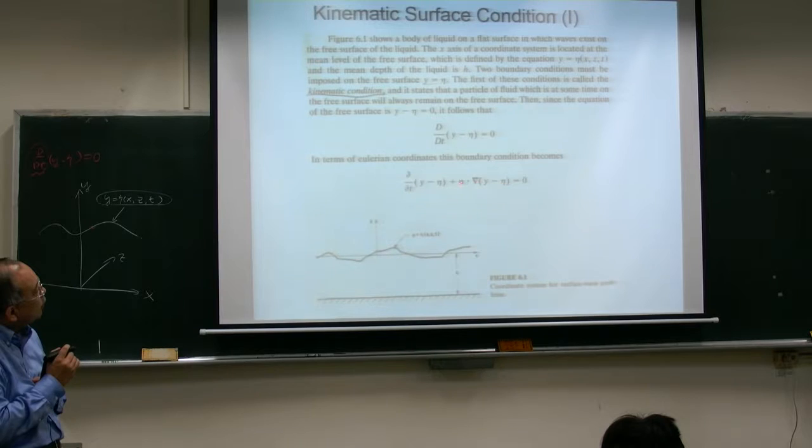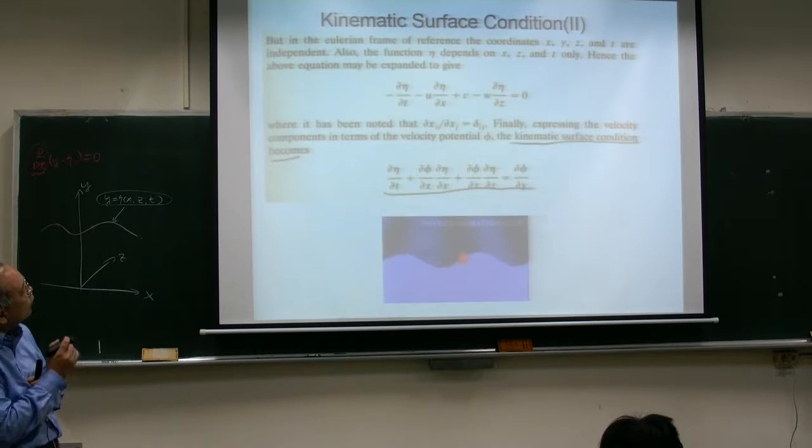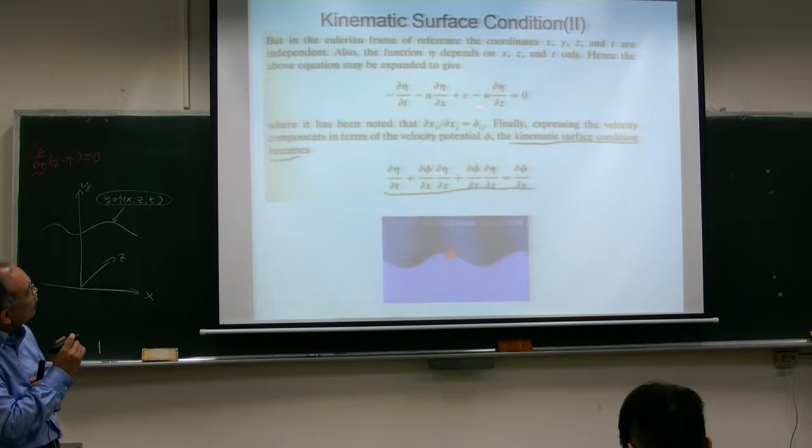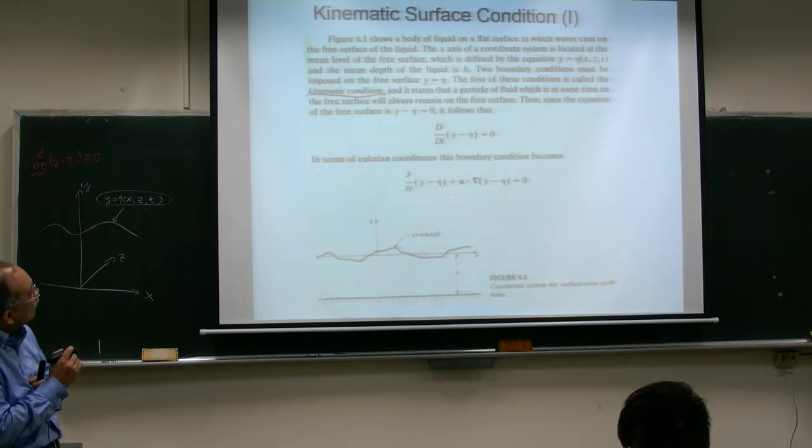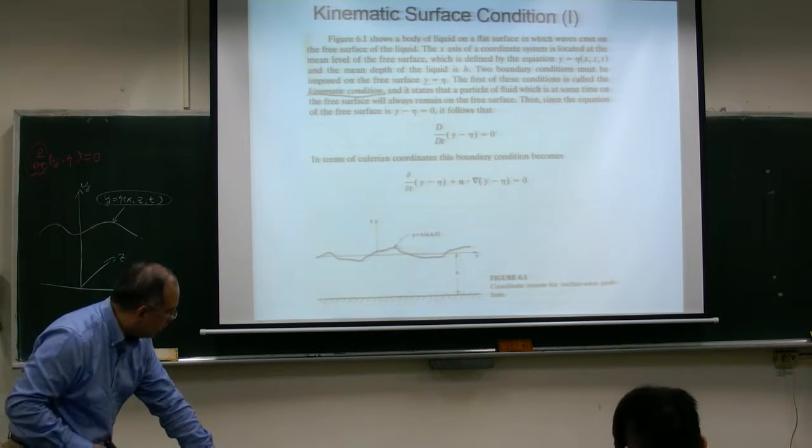And here, as you can see, you have u dot gradient of y minus η. If you expand that, it will be equal to u dot partial y minus η partial x, right? Let me expand.